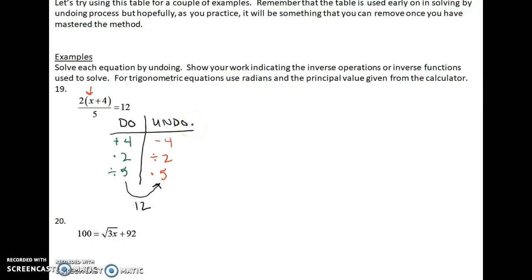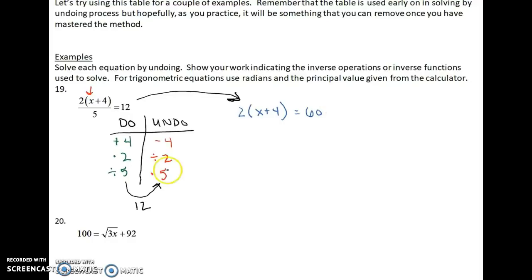What constant? That constant that's by itself. And I can simply run up that right side of the undo column. That would tell me exactly what I need to do to 12 to solve this. So I'd multiply by 5, divide by 2, subtract 4. Now, even though we have this table and we know how to solve it, we're still going to show the work off to the side from the equation.